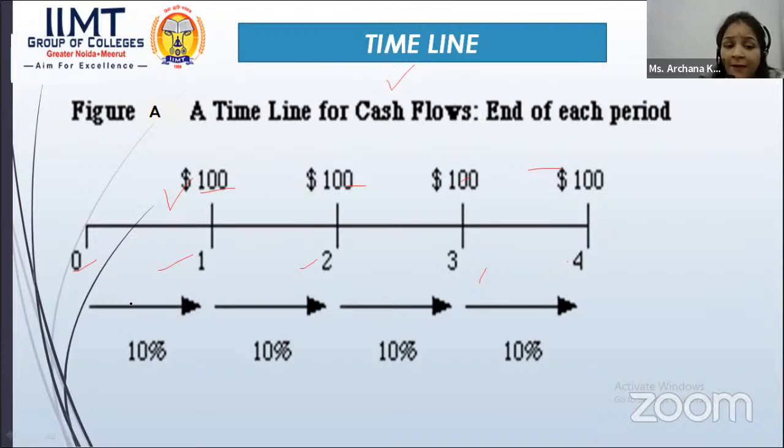That means it's the timeline of annuity certain, because we are making payment at the end of the year and the interest rate is 10%, which is nothing but the time value of money. So this is the way of presenting our cash flows in a timeline.